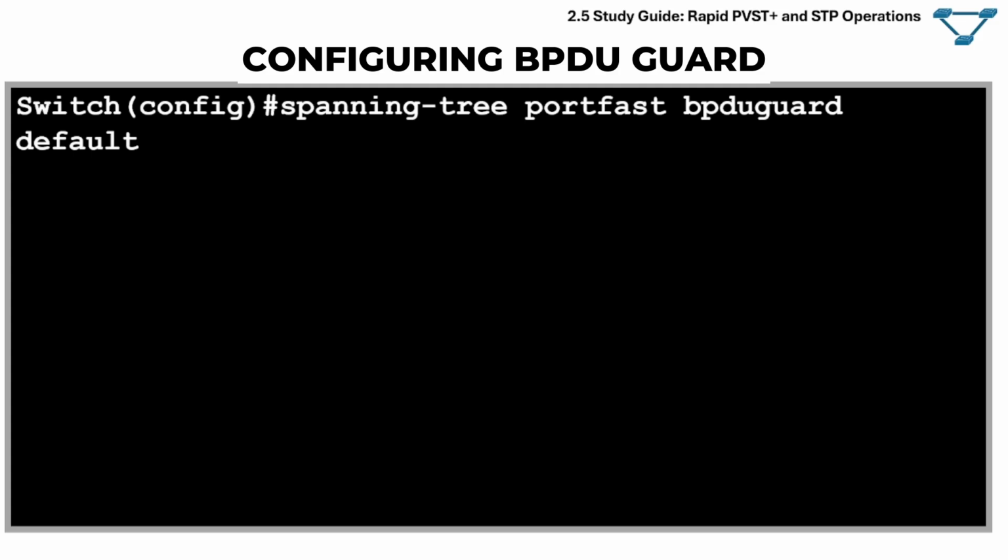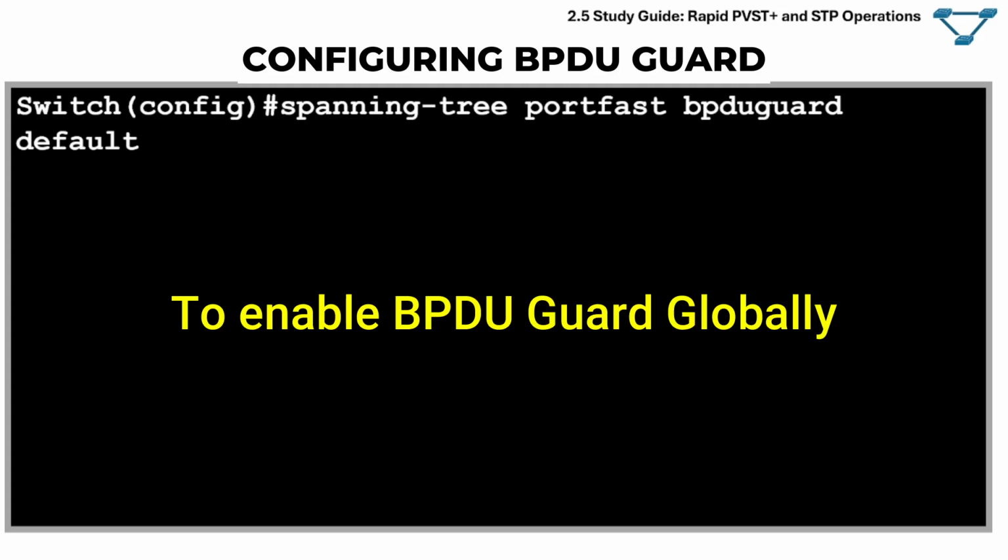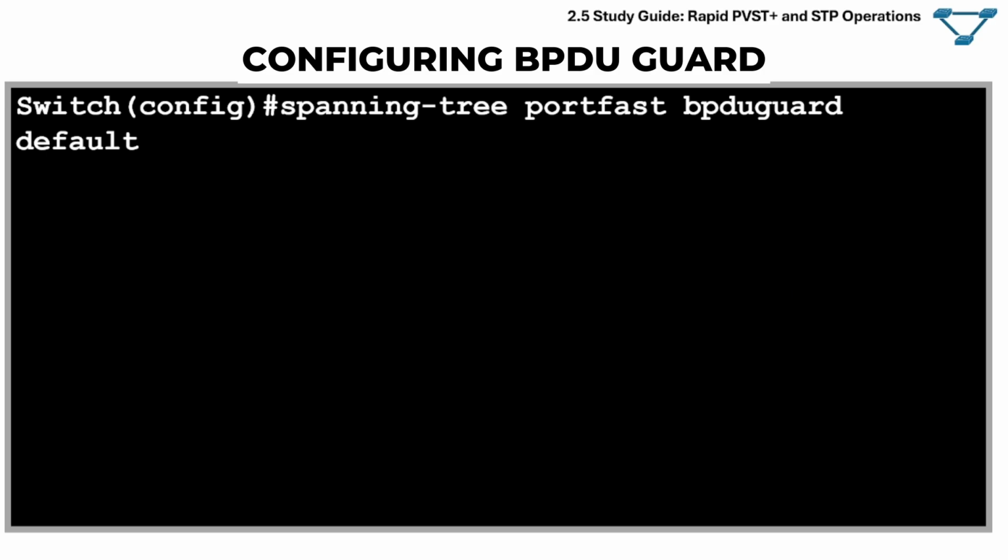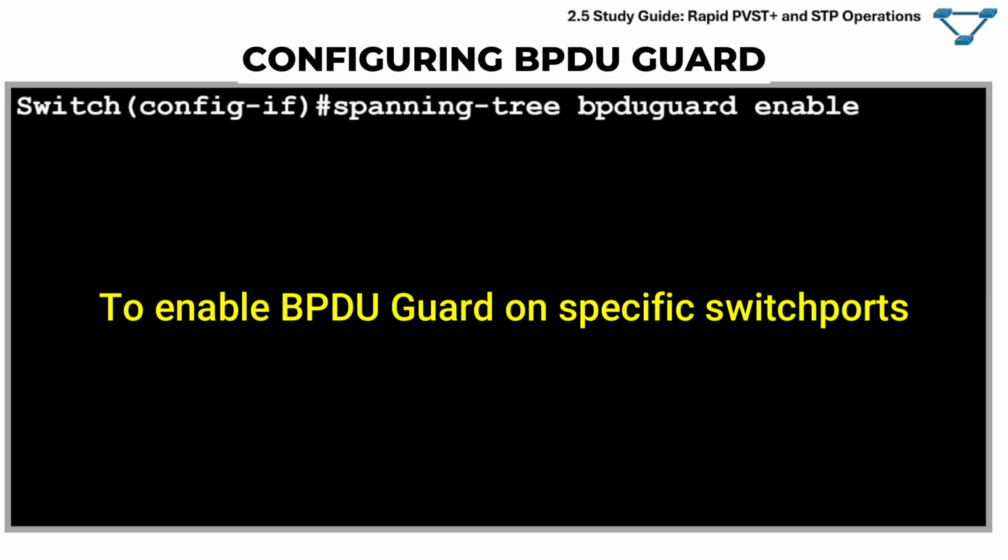By default, BPDU guard is turned off on all switch ports. We can enable it globally or for specific switch ports. To enable BPDU guard globally, in global configuration mode, use the spanning-tree portfast bpduguard default command. To enable BPDU guard on specific switch ports, enter the interface configuration mode and use the spanning-tree bpduguard enable command.